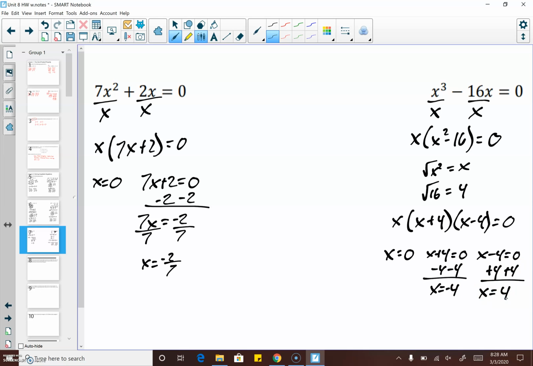So another hint too is how many answers do we have? 1, 2, 3. Your biggest exponent in the very beginning should tell you how many answers you're going to have. So if you notice, most of the biggest exponents were 2, so we had 2 answers. In this case, we had an exponent of 3, so therefore we had 3 answers for this one.